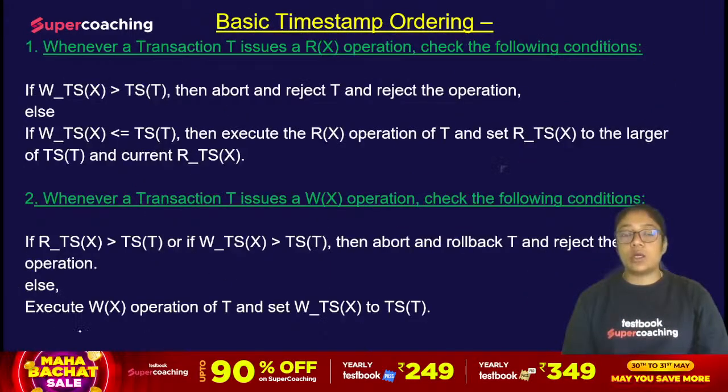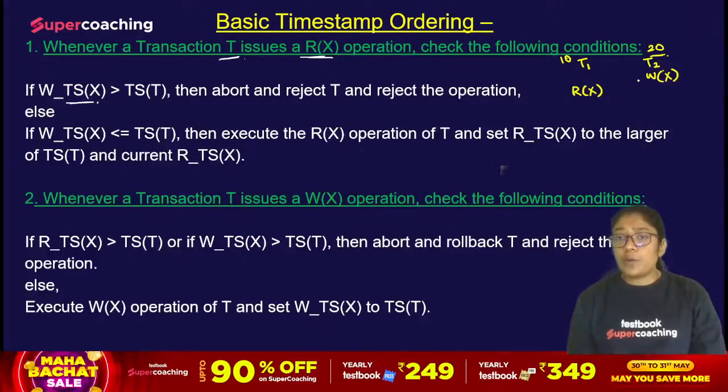So let's quickly go through the protocols. First of all, the timestamp ordering protocol. This says that whenever a transaction T issues a read operation, check the following condition: the write timestamp is greater than the timestamp of the transaction T1. So basically it is considering the case where transaction T2 has issued the read operation. This is transaction T1 and this is transaction T2. This is performing the write operation on the data item, and the write timestamp is greater than the timestamp of the transaction T1.